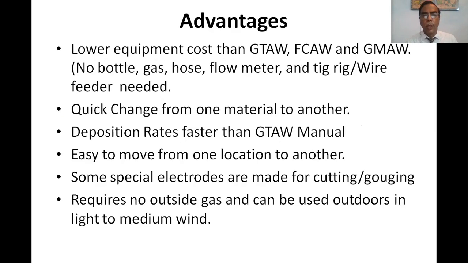Advantages. Lower equipment cost than GTAW, flux core arc welding, and gas metal arc welding. No bottle, gas, hose pipe, flow meter, TIG rig, or wire feeder needed. Quick change from one material to another, deposition rate faster than GTAW, and easy to move from one location to another. Some special electrodes are made for cutting and gouging, require no outside gas, and can be used outdoors in light to medium wind.